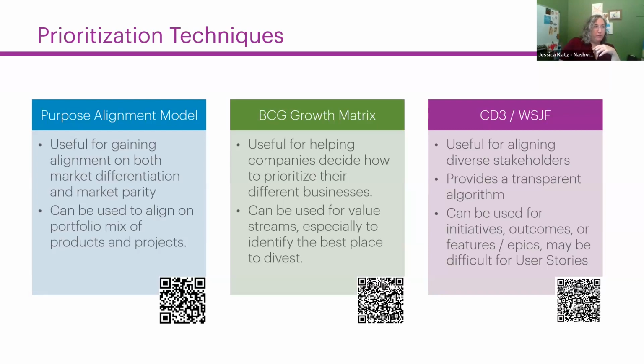The BCG growth matrix, useful for helping companies decide how to prioritize their different businesses. So under Elon Musk, we have Tesla, we have Twitter. I'm missing one. Oh, SpaceX, that's the other one. So he's got three different businesses. And if those were all under one umbrella, they would have to decide which one's most important, because there can be only one number one.